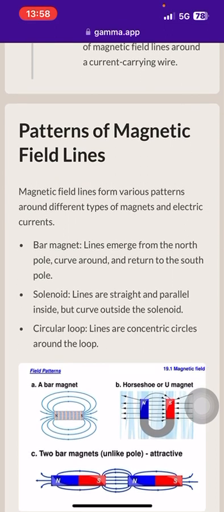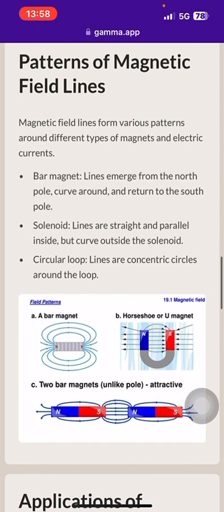Magnetic field lines form various patterns around different types of magnets and electric currents. For a bar magnet, the lines emerge from the north pole, curve around, and return to the south pole.